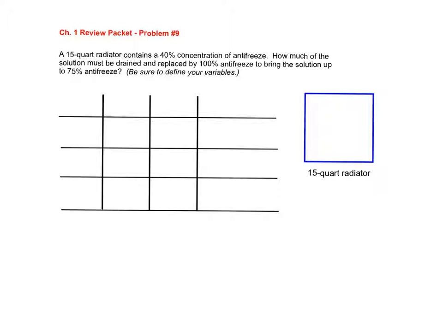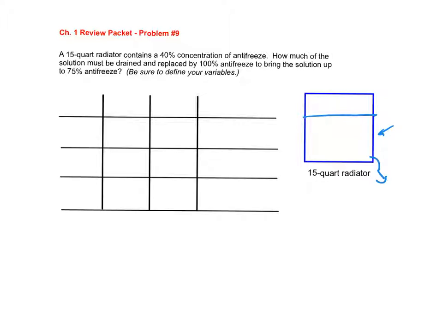This is a solution to problem number 9 from the Chapter 1 review packet, and it's a mixture problem. We're given that we have a 15-quart radiator, and it contains a 40% concentration of antifreeze. So initially, this radiator is completely full. Then it says how much of the solution must be drained and replaced by 100% antifreeze to bring the solution up to 75% antifreeze.